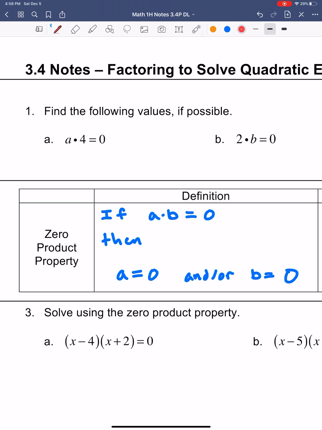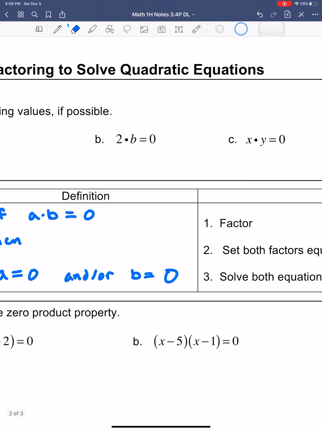If we look at this first one, we've got a times 4 equals 0. So we're asking ourselves, what would a have to be so that this whole equation turns into 0? Hopefully we're thinking, okay, well that means that a has got to be 0 itself, because then we would have 0 times 4, and that would be 0, right? Okay, and so we can use that same idea here for letter B and say that B would have to be 0 here, right? Because then 2 times 0 equals 0, and that's good.